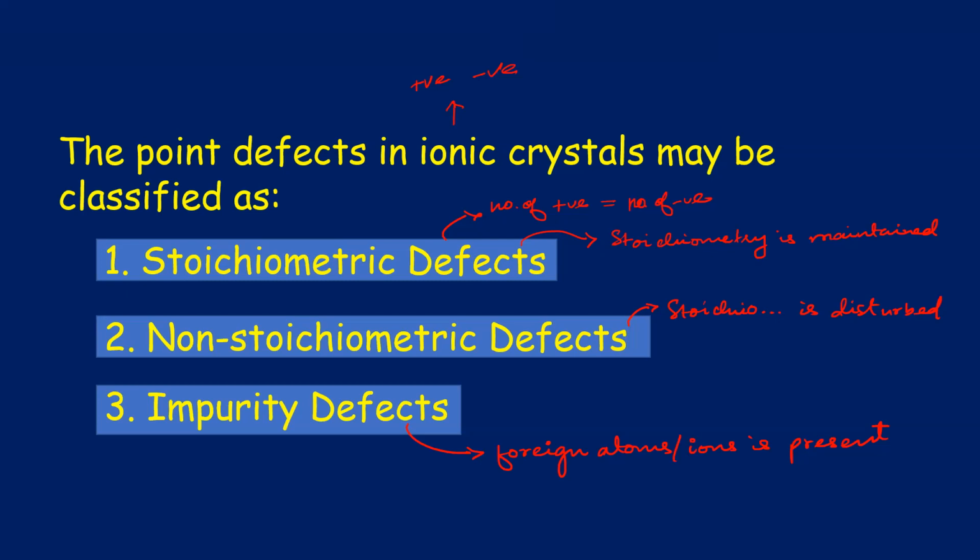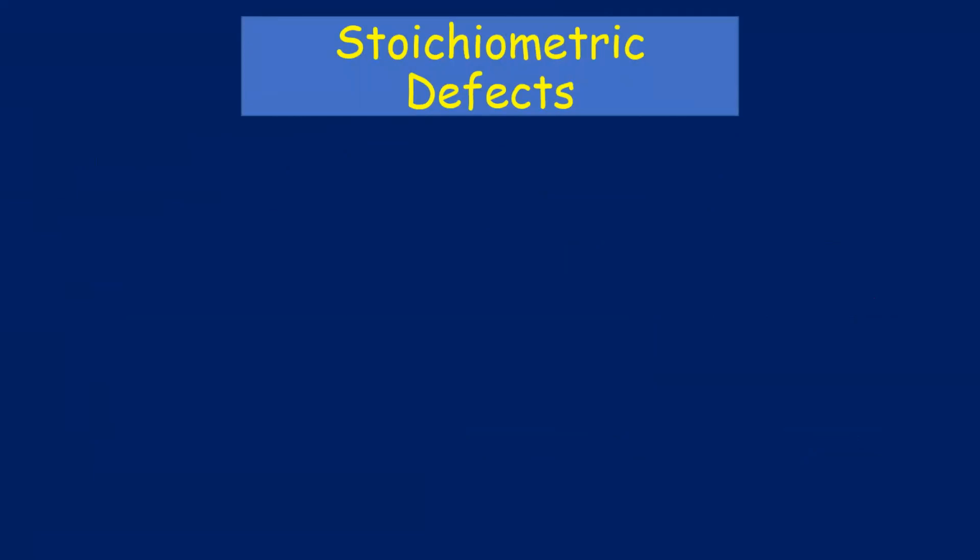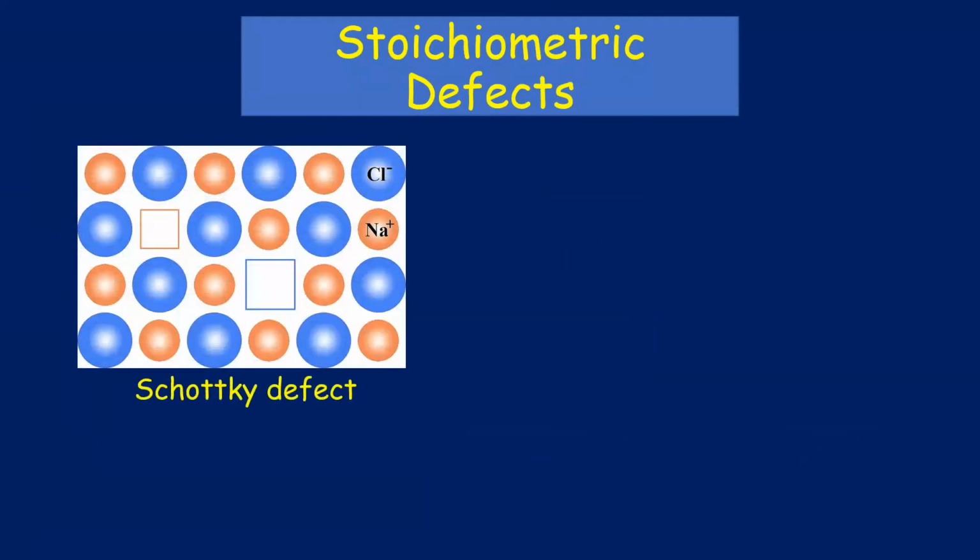Now let us look at the stoichiometric defect. One of those defects is something like this. It is known as Schottky defect. Now what is happening here? I will ask you one question. You have the red atoms which are Na plus and the blue atoms which are Cl minus. Na is positively charged and Cl is negatively charged. So in this region, tell me which ion should have been present, positive or negative?